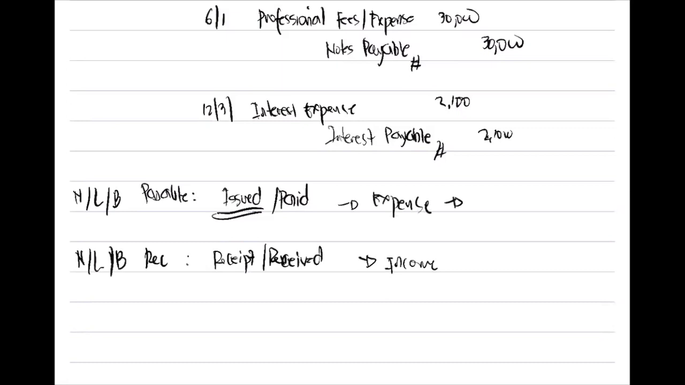Ano uli yung journal entry natin dito? We debit interest expense and we credit interest payable. Dito naman sa income, we debit interest receivable and we credit interest income.